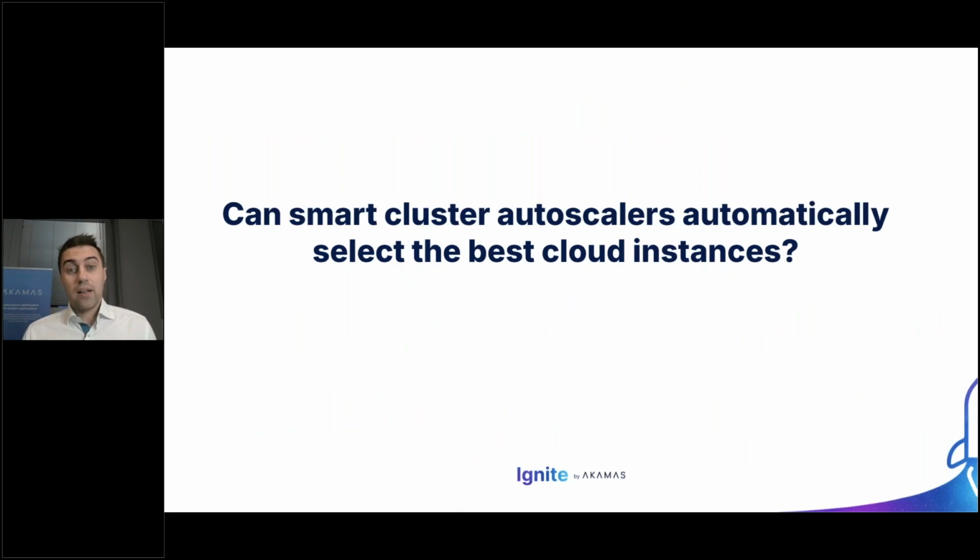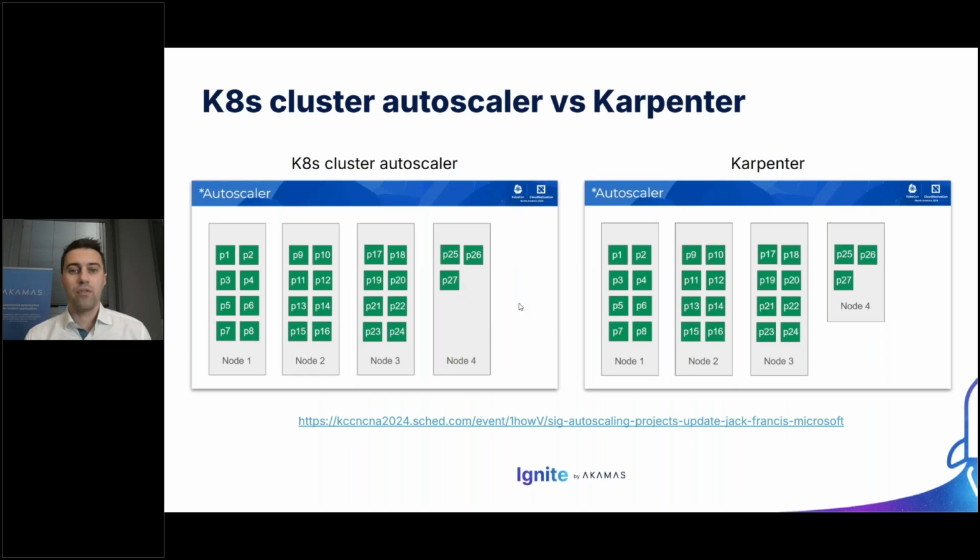So are cluster autoscalers capable of solving this problem, and are they capable of selecting the best cloud instances to run our workloads? Well, it's a tough topic to discuss. Why? Because the most common solutions that we find for dealing with cluster autoscaling are the Kubernetes cluster autoscaler and Karpenter.